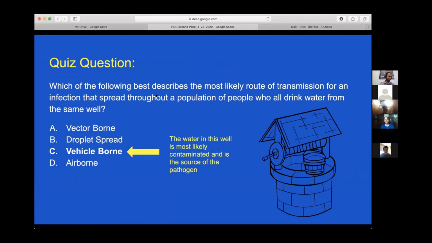All right, it's C, vehicle-borne. Good job. Water is acting like a vehicle and is most likely contaminated, and as people drink from the well, they are getting more and more infected.